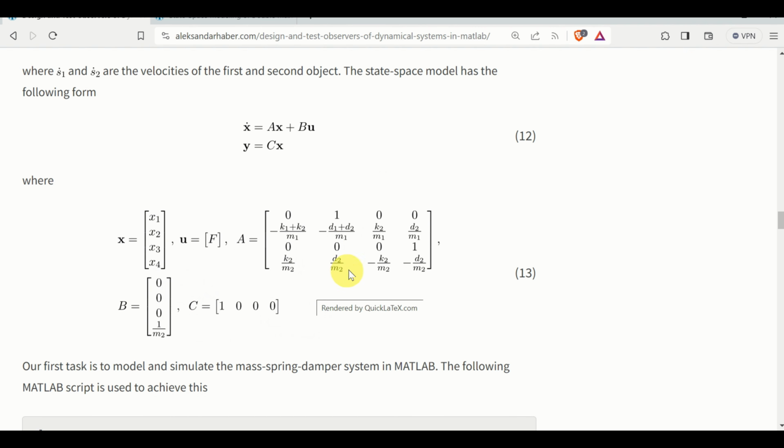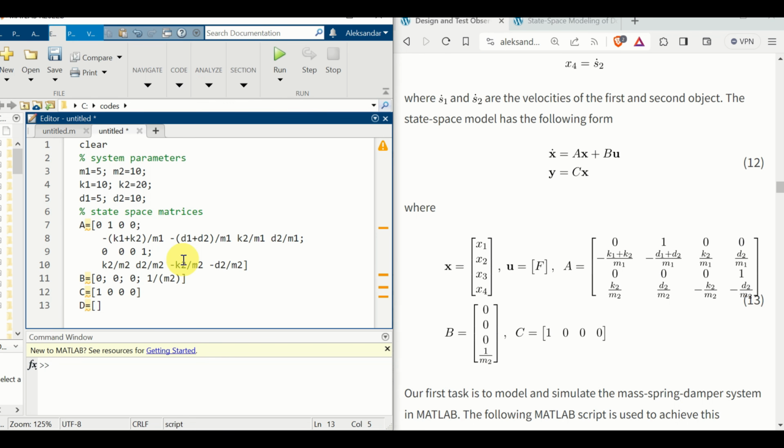Our task is to model and simulate this mass spring damper system in MATLAB. That's the first task. Once we do that, we will design the observer. So let's start with MATLAB coding. Okay, let's start with MATLAB implementation.